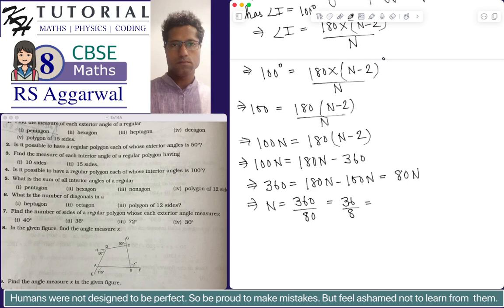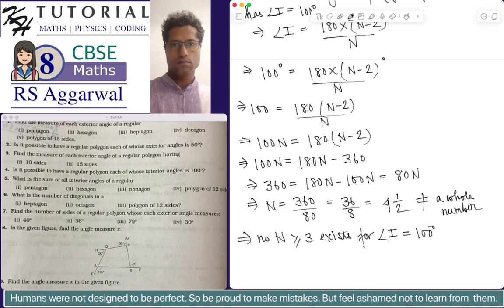So this will be 4 and a half, which is not equal to a whole number. This implies we can say no n greater than or equal to 3 exists for an interior angle equal to 100 degree.